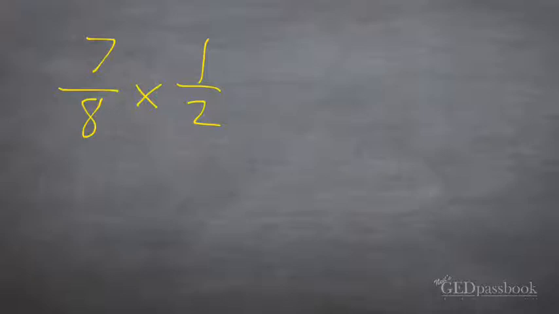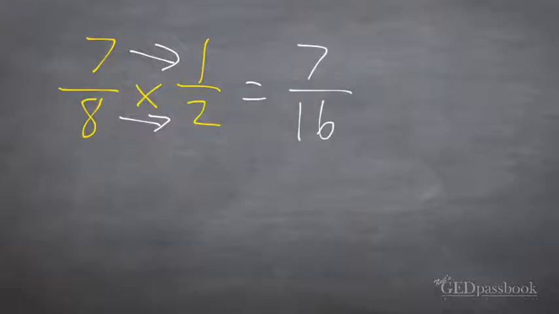So, unlike adding and subtracting, you do not have to find a least common denominator. That's why multiplying and dividing are easy. All you got to do is multiply straight across. 7 times 1 is what? 8 times 2 is? Could this be simplified? No, hint because of that 7.